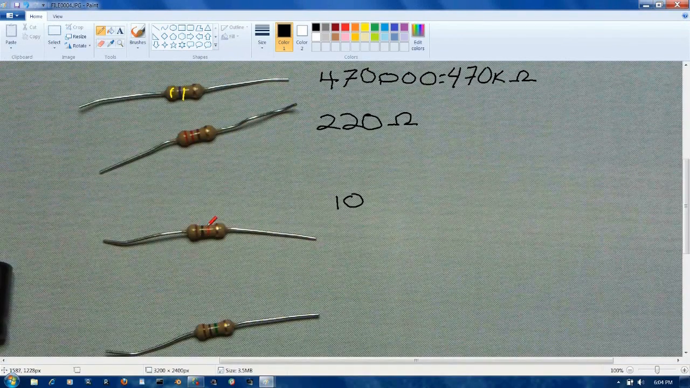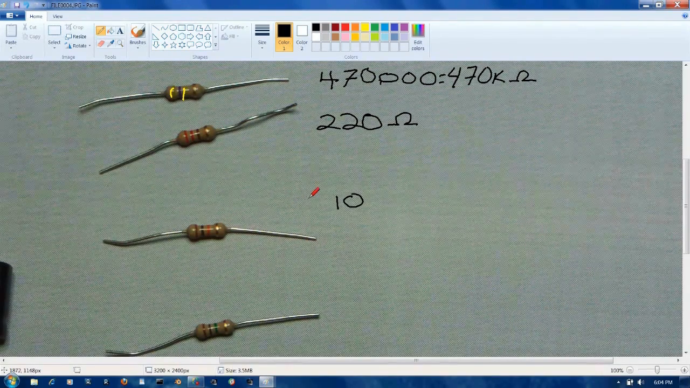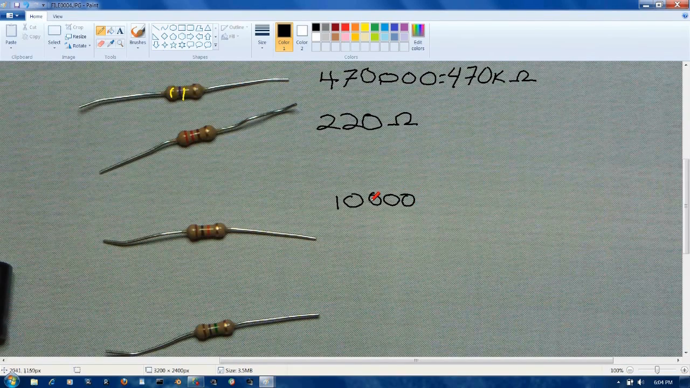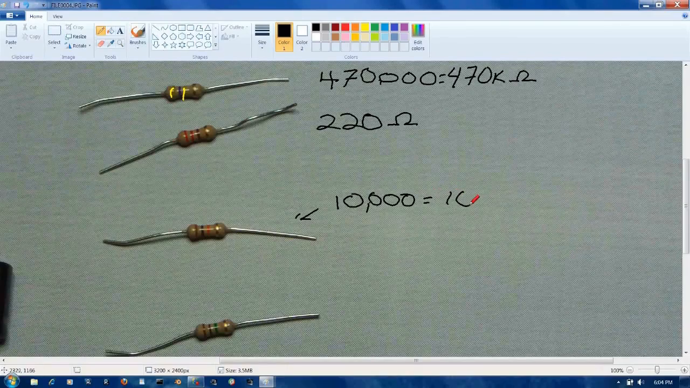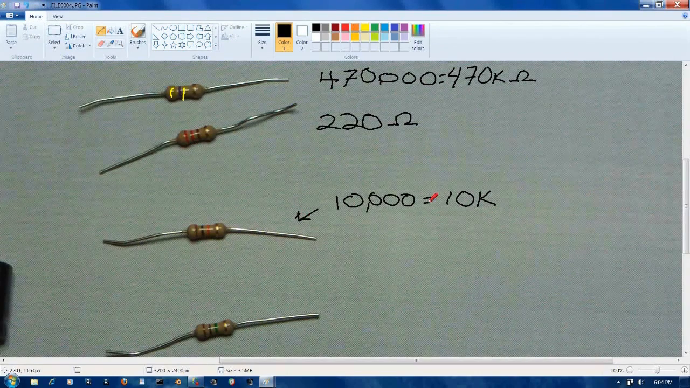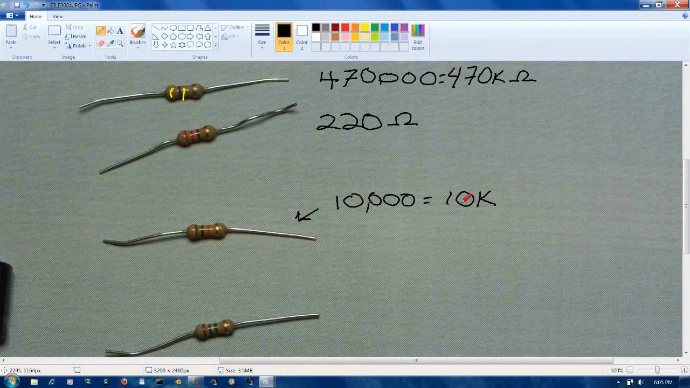Okay, and now here's our multiplier. We have an orange multiplier. So we have black, which is 0, brown 1, red 2, orange 3. So we put 3 zeros. And this is a 10K, 10,000 ohms resistor. And we'll be using a lot of these once we get into the microcontrollers and we deal with sensors and we do pull up and pull down resistors. We use a lot of 10K resistors as pull up and pull down resistors. And of course we'll get into that in a future tutorial.